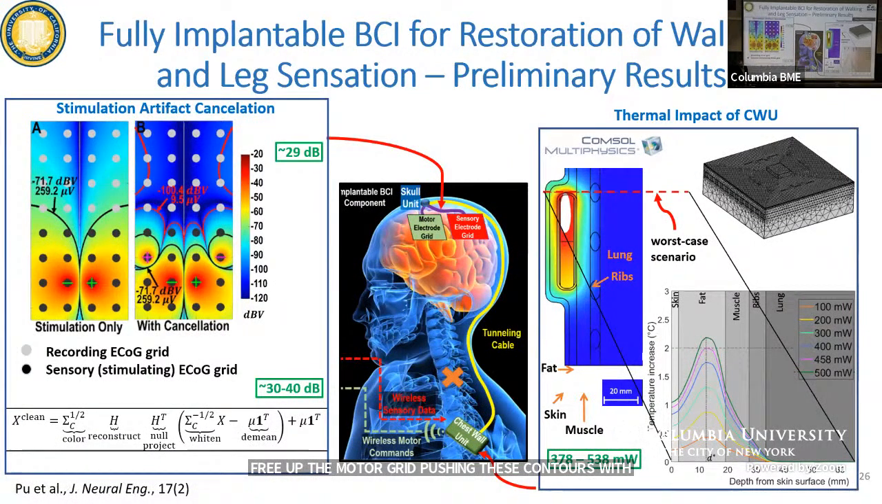And then I developed some techniques for array signal processing to take care of the residual artifacts that will still survive, and we can get another 30 to 40 dB of artifact suppression.